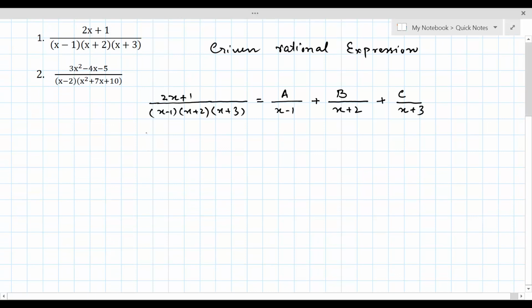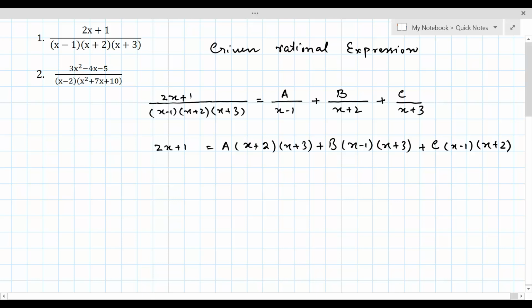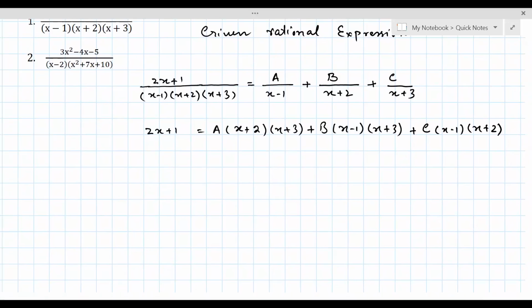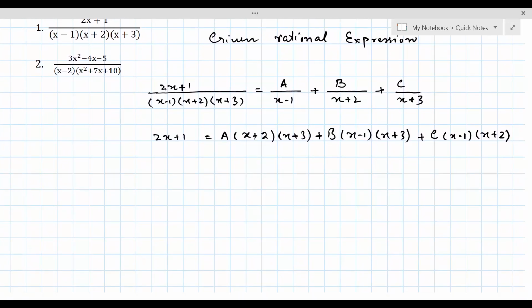Let's take the LCM on both sides, and we'll have 2x plus 1 equal to A into (x plus 2) into (x plus 3), plus B into (x minus 1) into (x plus 3), plus C into (x minus 1) into (x plus 2). So this is what happens when you take the LCM on the right hand side and then cross multiply it on the other side. The LCMs on both sides will get cancelled.